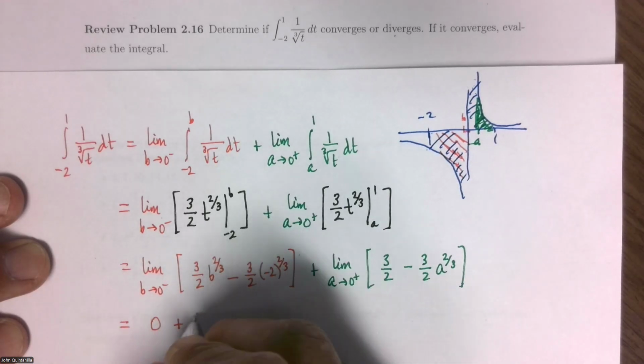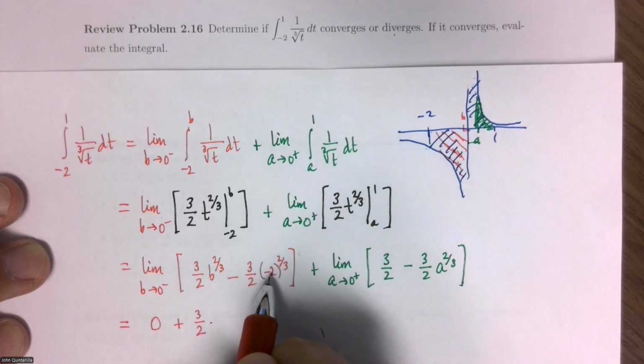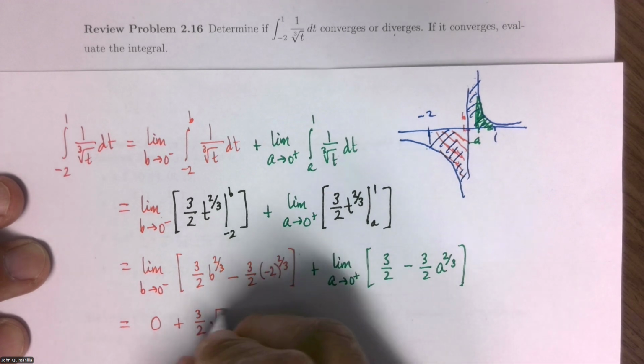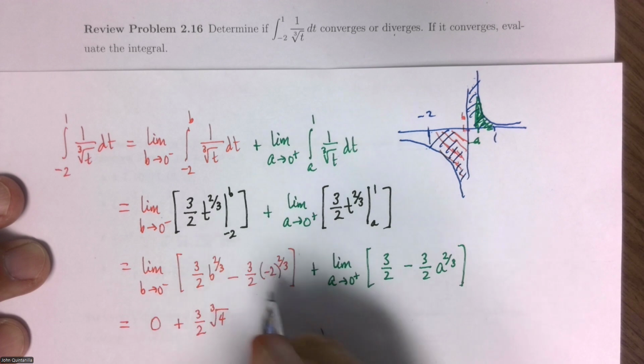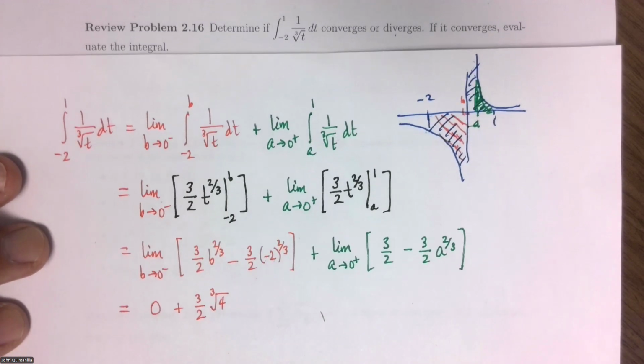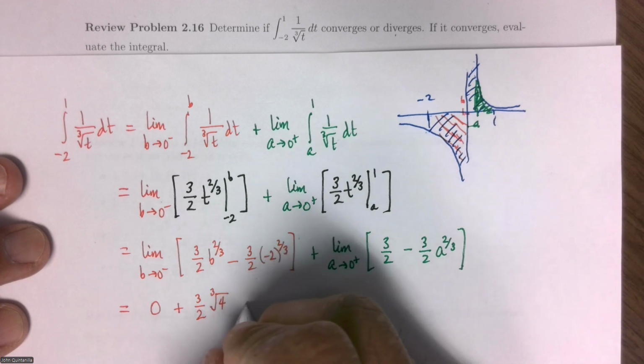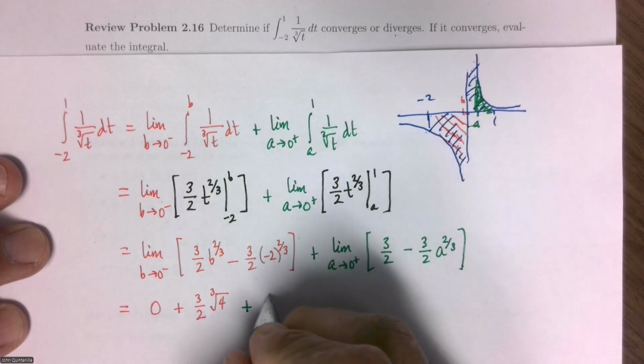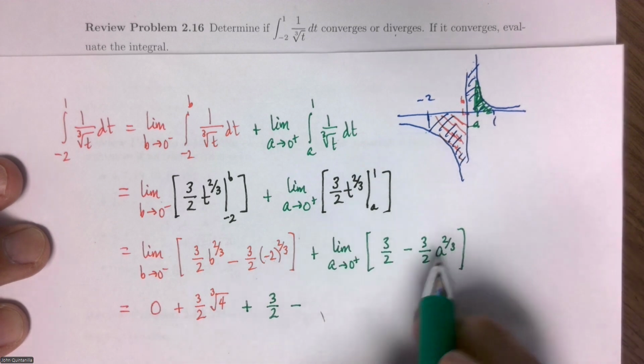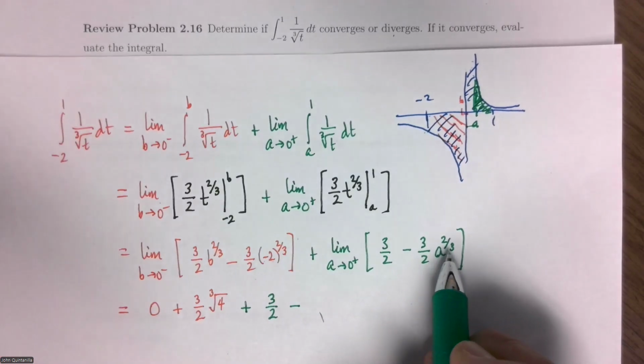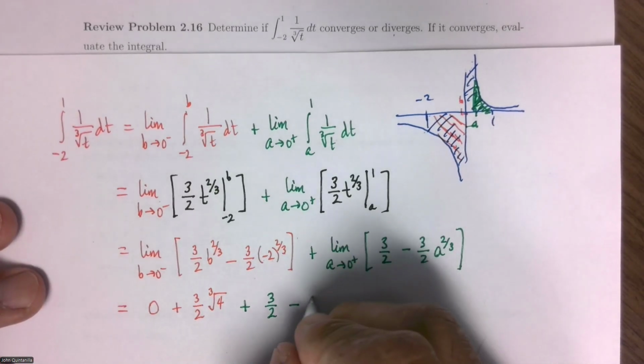0 plus 3/2 times, now this I can simplify a bit. -2 squared is 4, then I take the cube root, so that works out to be the cube root of 4. Plus, over here I have 3/2 minus, now once again, by the exact same reasoning, 0 to the 2/3, 0 to a positive exponent, is 0. So I have minus 0.